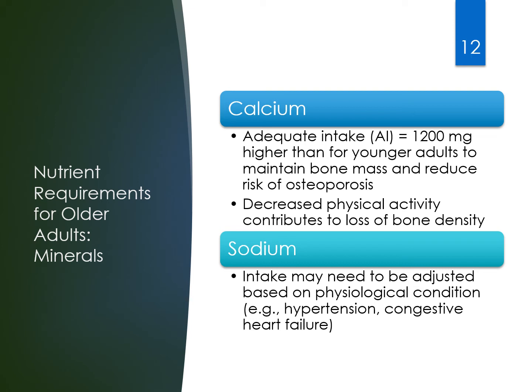As far as calcium goes, the adequate intake is going to be 1,200 milligrams, higher than for younger adults to maintain bone mass and reduce the risk of osteoporosis. So while they might not be absorbing more, they want to make sure there's enough calcium in the diet that they are getting all of it they can absorb. There's going to be decreased physical activity, which is going to contribute to the loss of bone density. Obviously, less muscle mass means less bone density. The more muscle mass you have, the more bone density you have.